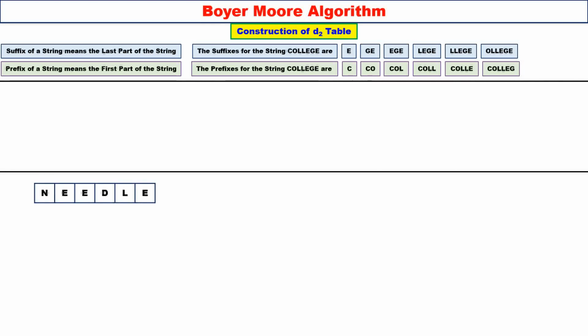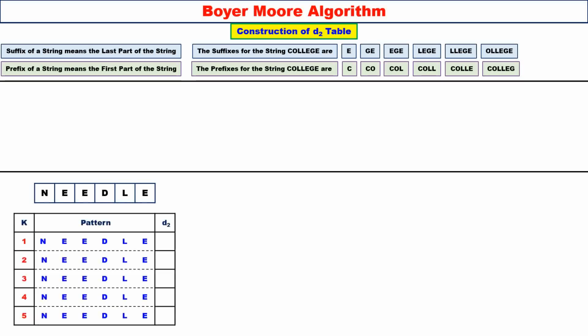Now, let us consider the string needle. How many suffixes or prefixes are possible? 5, because the length of needle is 6. Therefore, k is equal to 1 to 5, meaning k equal to 1 means the prefix or suffix size is 1, then 2, 3, 4, 5, like that. We do this. Now, initially the D2 value, we assume it as 0, initialized to 0.